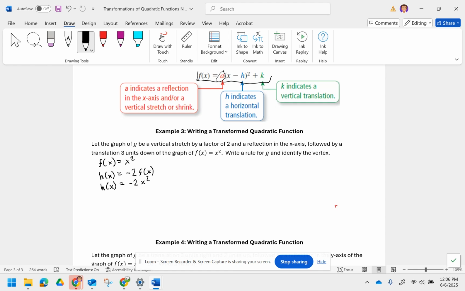All right, so now we're ready to create g of x from that by doing a translation 3 units down. So for g of x, I'm going to take my h of x, and to translate it downwards, I'm just going to subtract a 3 from the output. And this will give me g of x equals negative 2x squared minus 3. Great. So here is our equation that does all of those transformations.